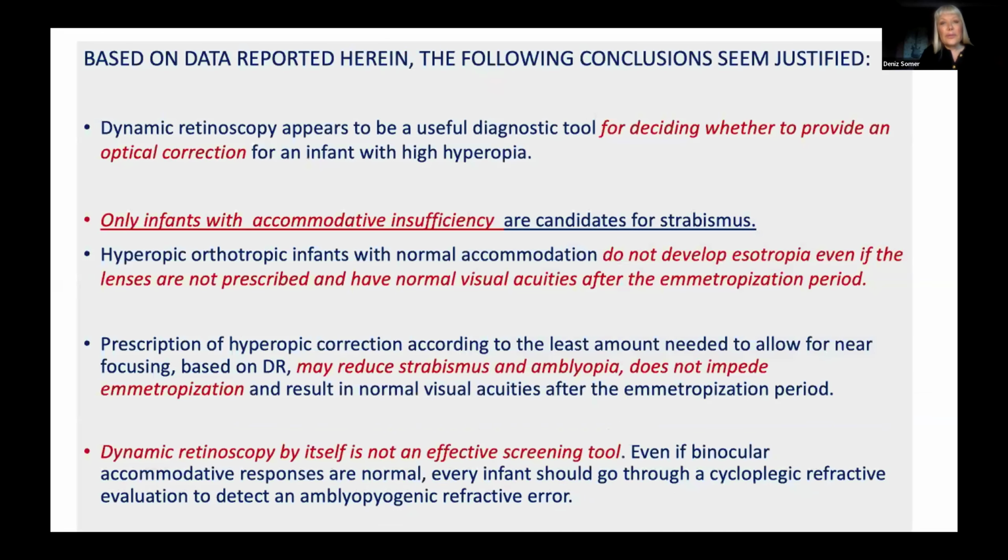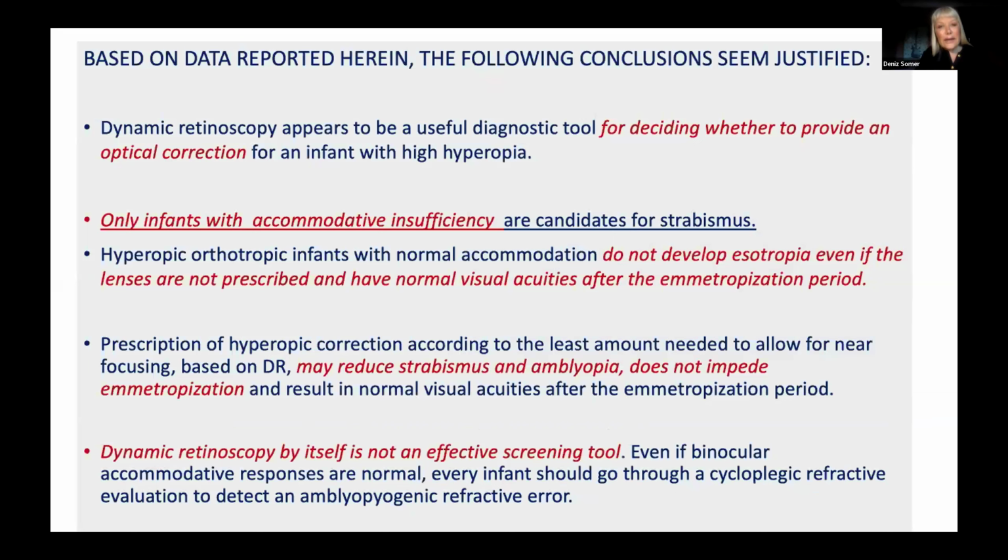Based on data reported herein, the following conclusions seem justified. Dynamic retinoscopy appears to be a useful tool for deciding whether to provide an optical correction for an infant with high hyperopia. Only infants with accommodative insufficiency are candidates for strabismus. Hyperopic, orthotropic infants with normal accommodation do not develop esotropia, even if the lenses are not prescribed, and have normal visual acuities after the emmetropization period.